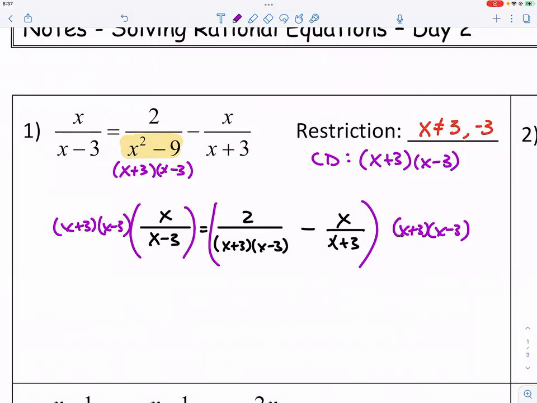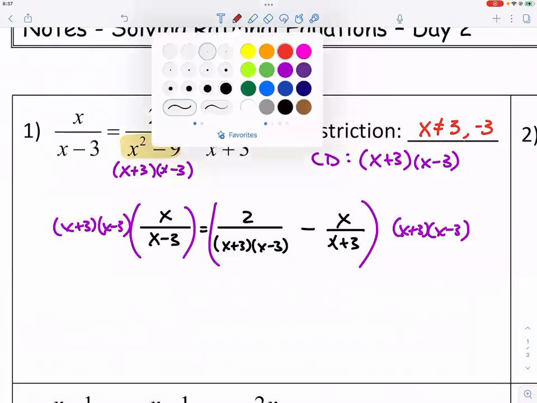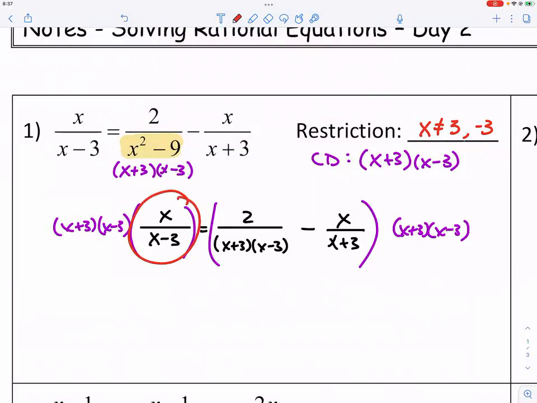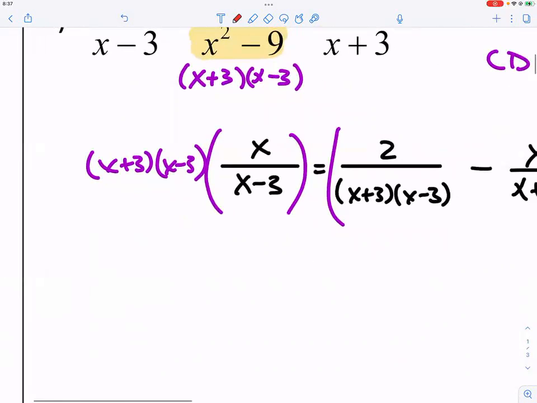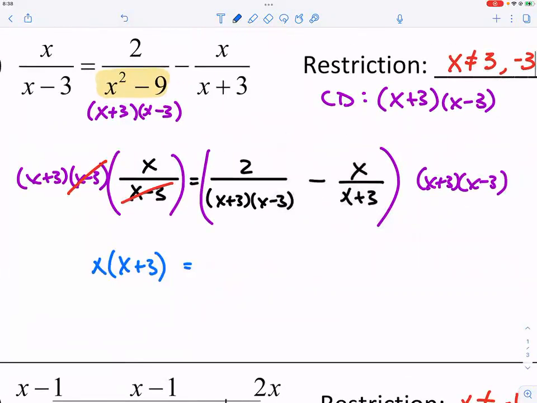Okay, now the left-hand side is a lot easier to handle because you have a single term right here. So on the left, x plus 3 times x minus 3, multiply by x over x minus 3. So what happens to the x minus 3? They will get canceled out, which is lovely. So we have x times x plus 3 on the left. So we just leave it there. You don't have to rush to multiply in or distribute. Just leave it there for the moment. Now let's take care of the right-hand side very, very carefully.